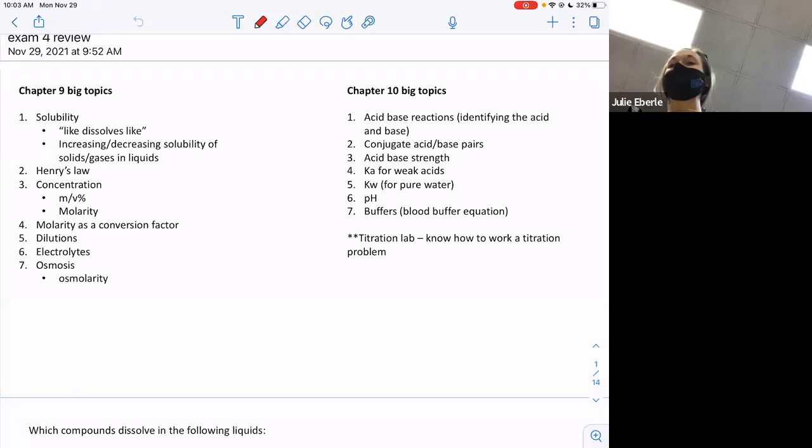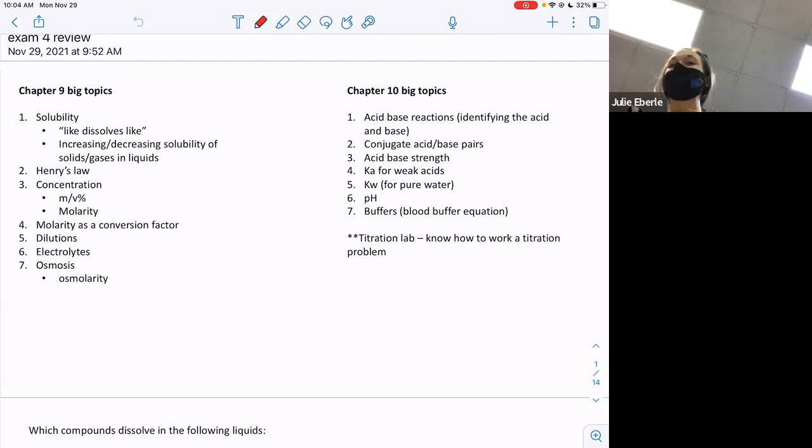Chapter 9, you definitely need to know solubility. Like dissolves like, what solutes would be soluble in certain solvents. It all has to do with intermolecular forces, things that are polar. It's the whole like dissolves like. Ionic and polar dissolve in polar solvents, non-polar and non-polar, okay?